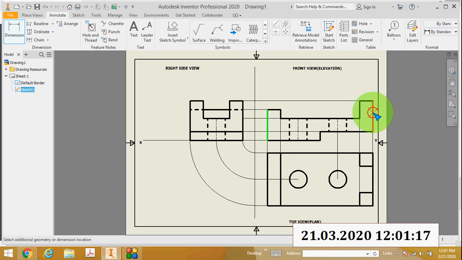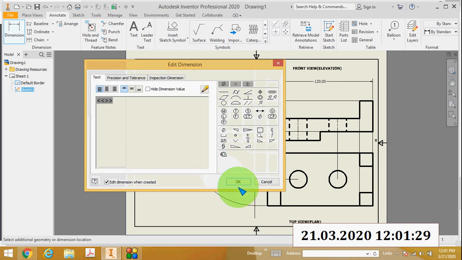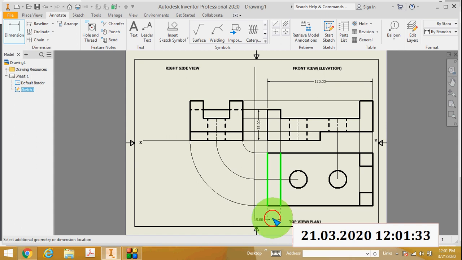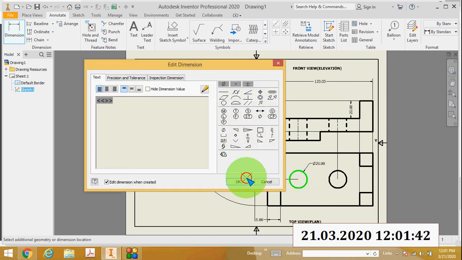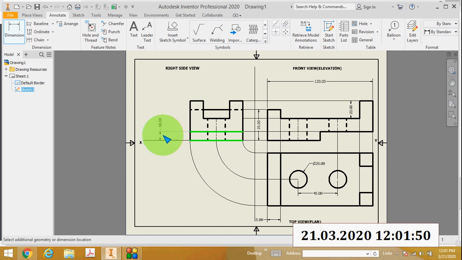So this distance is 120. That is very important. Dimensions are very important. So this is 35. Okay, then this thickness is 15 and this is 20. This diameter is 20 and this center to this center distance is 45 and this distance is 10 and this center is 30 and this one side is actually 15 and from this to here this is 20 and from this to this center that is actually 30. So like this mark all the dimensions.